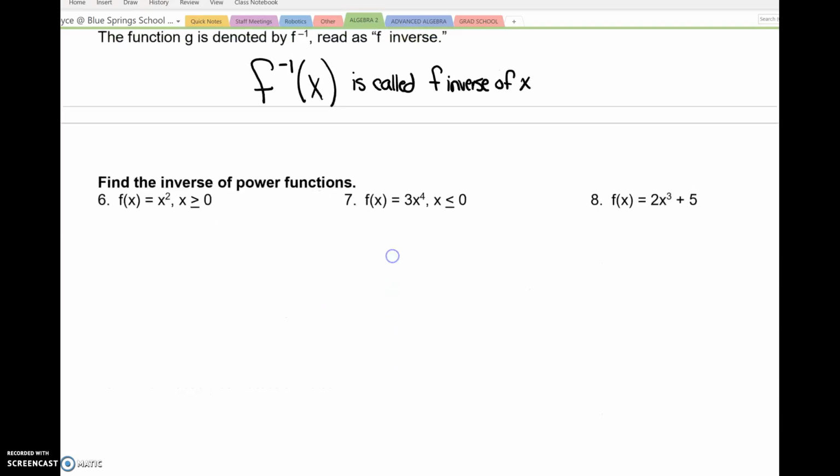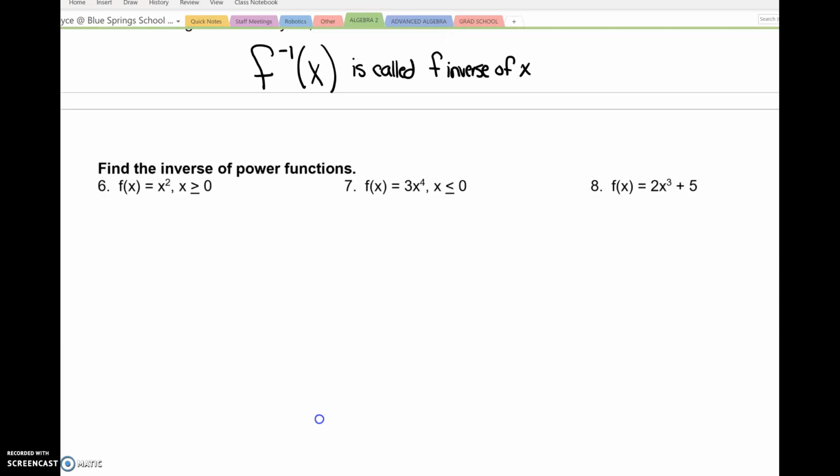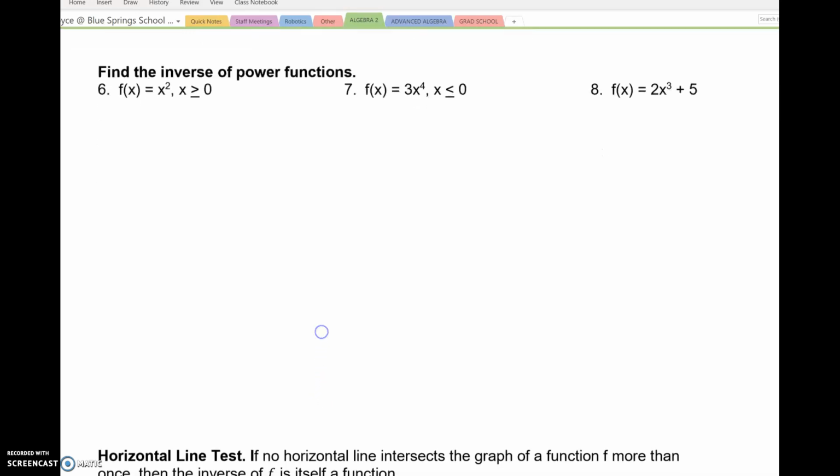On the next page, we are going to find the inverse of power functions. And this is definitely on your test. We definitely need to go over this. Okay, f of x is a fancy way of saying y equals. We'll get to this x is greater than or equal to 0 in a minute. Right now, let's just focus on the function. And remember, f of x is a fancy way of saying y equals.